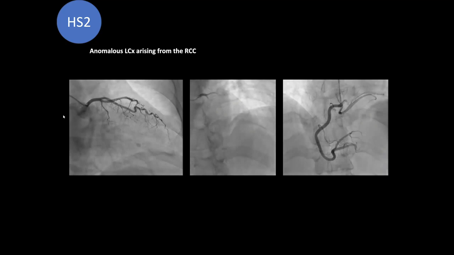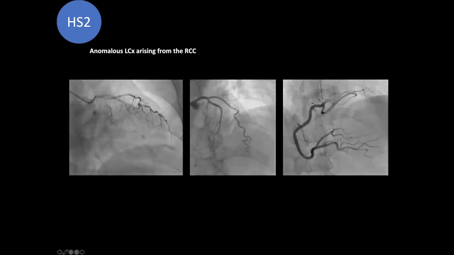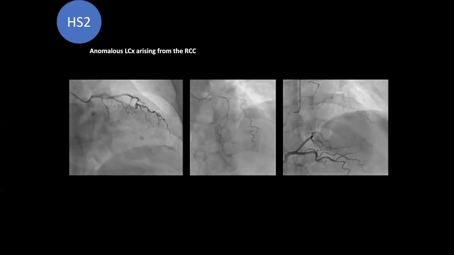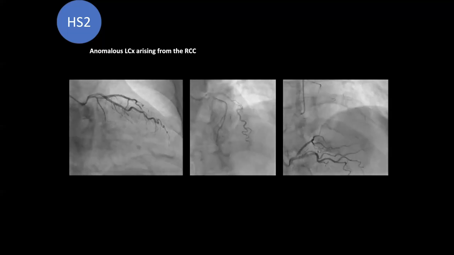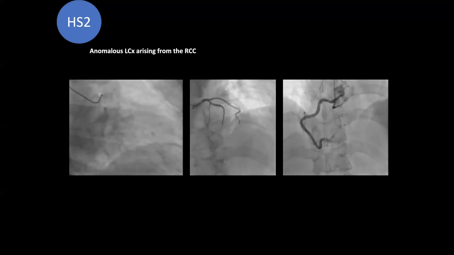As a disclaimer, we know that the circumflex coming from the right is regarded as a benign anomalous origin because it tends to go posterior to the aorta. But in this case, interestingly, it is localized to the same area where we're seeing the ischemia. There was no area of compression or kinking, at least in some of the images we got, but I think it's worth mentioning. And then she was, of course, managed medically.